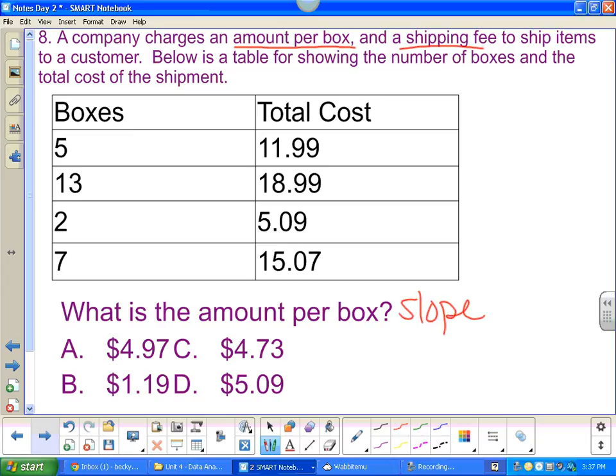So I'm going to type this into my Y1 and my Y2, and I'm looking for the slope, and it turns out to be $1.19. So again, feel free to type that information in and make sure that you're getting the right data.